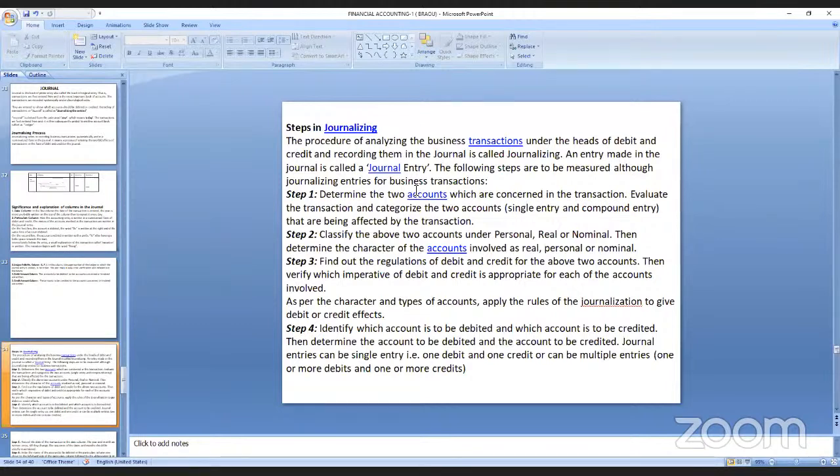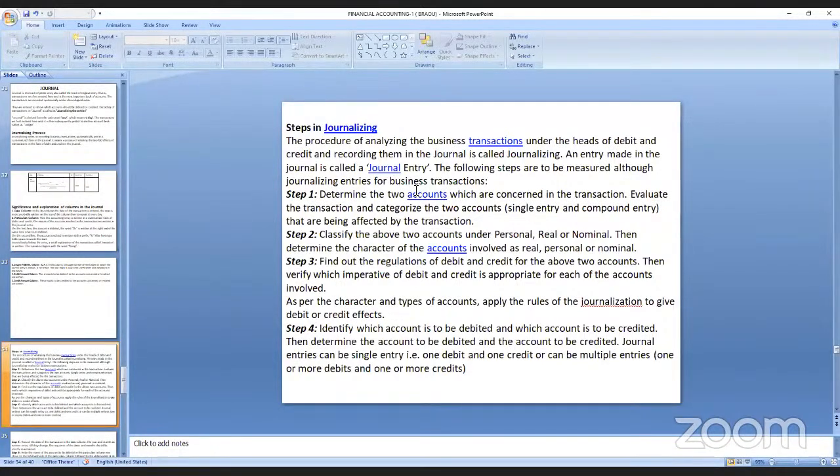Then you have to determine which category it is related to, whether it is real, personal, or nominal. In step 3, you have to find out the rules of debit and credit for the above two accounts, verifying that the debit and credit are appropriate and which accounts are involved. Understood? In step 4, identify which account is debited.